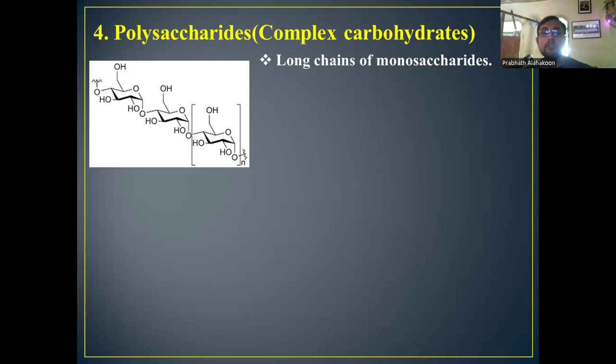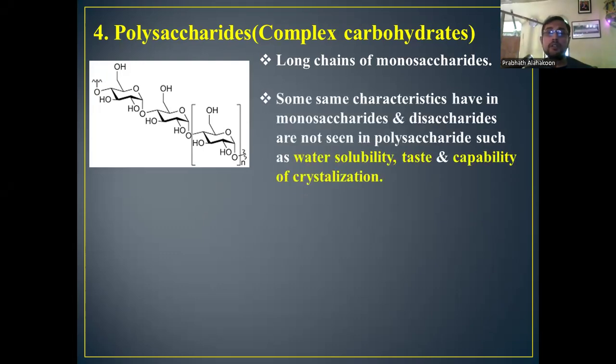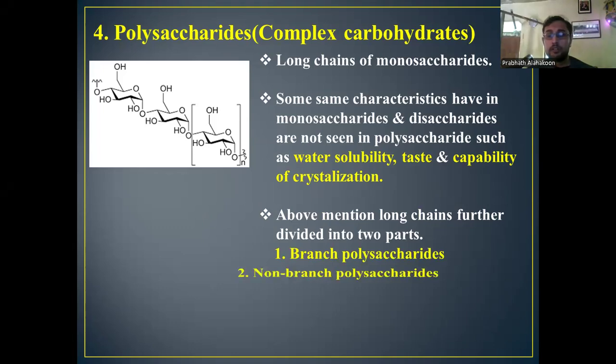Can you use the first picture to identify the appearance of polysaccharide? Some characteristics found in monosaccharides and disaccharides are not seen in polysaccharides, such as water solubility, taste, and capability of crystallization. The above mentioned long chains are further divided into two parts. These are branched polysaccharides and non-branched polysaccharides.